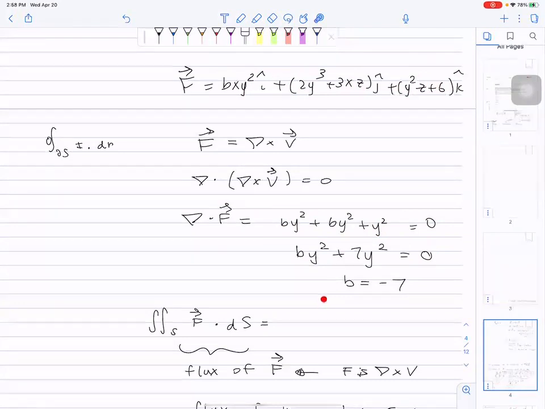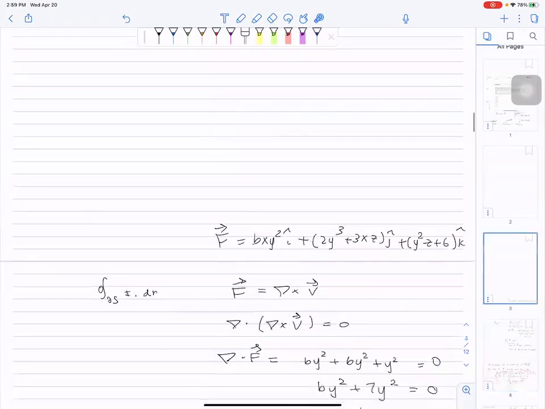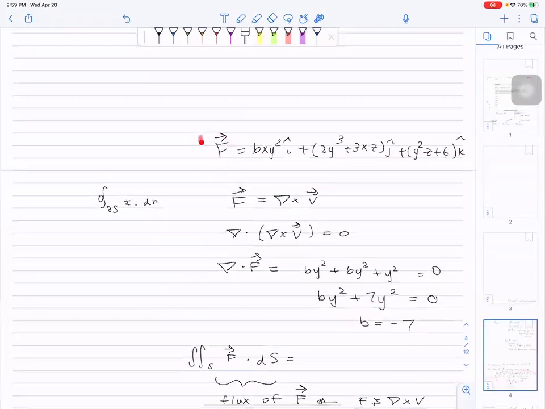So I use the fact that I know capital F bar is some curl. The divergence of any curl should be 0. And so that's how I figure out B. Any questions on how I found B? Yes, that's coming next. First I just found B so that I know what my F bar is.